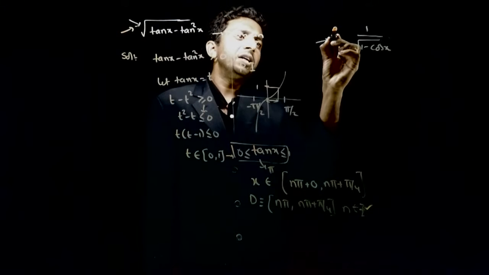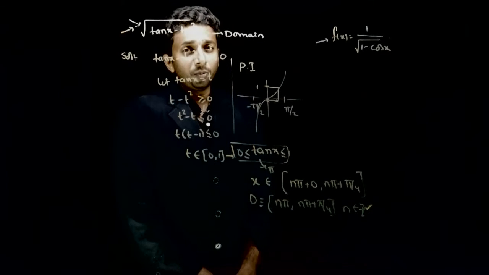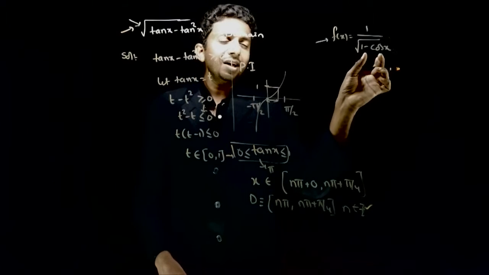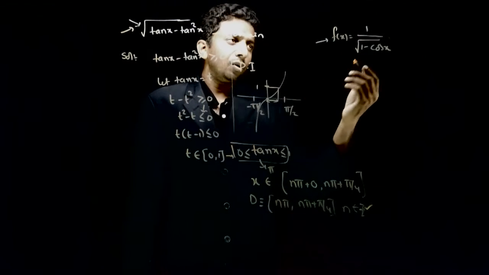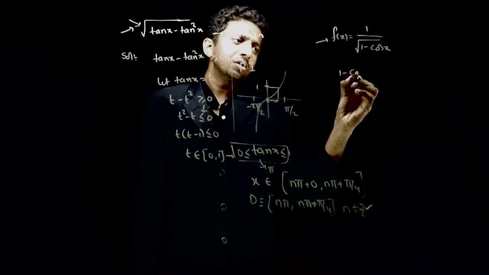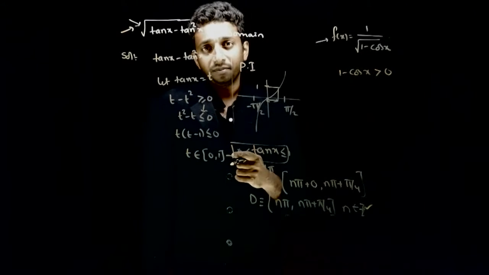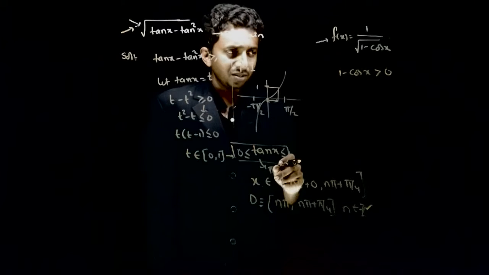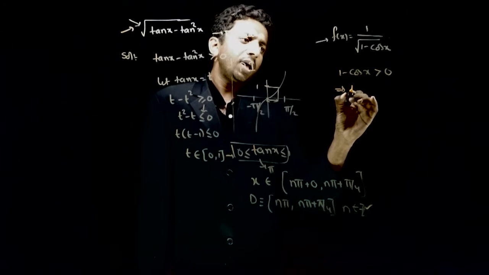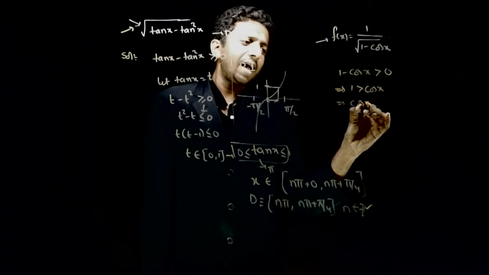सो इसमें आपका फंक्शन इज नथिंग बट 1/√(1 minus cos x). इसका डोमेन पूछ रहे हैं. सो अगेन दिस इज अ वेरी सिंपल फंक्शन. सो एक स्क्वायर रूट फंक्शन है, क्वाड्रेटिक फंक्शन है आपको. सो 1 में कुछ प्रॉब्लम नहीं है, रूट का प्रॉब्लम है. So 1 minus cos x has to be greater than 0. So it cannot be equal to 0. क्योंकि डिनोमिनेटर में है 1 minus cos x, it has to be greater than 0. So that implies 1 is greater than cos x. That implies cos x has to be less than 1.